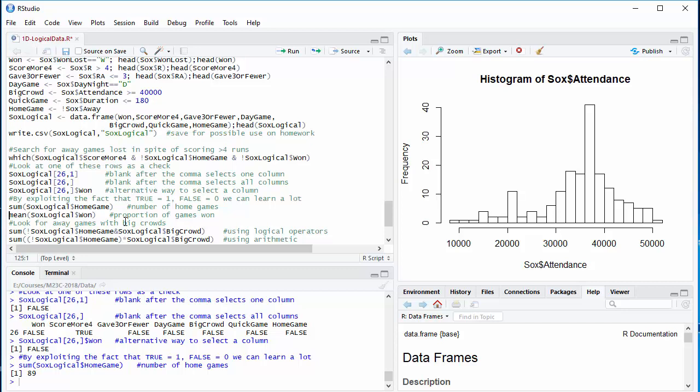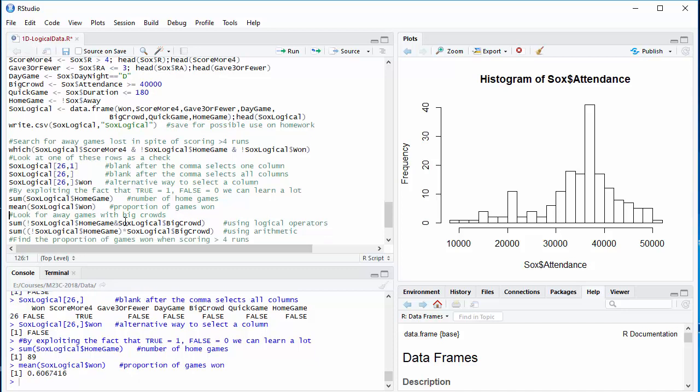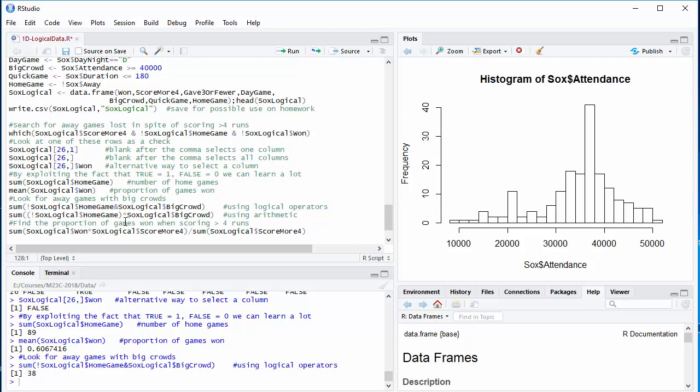What percentage of their games did the Sox win? I just take the mean of the logical values in the first column, and we've seen this before. They won slightly more than 60% of their games. What about away games with big crowds? Well, we want home game to be false, we want big crowd to be true, and we sum up the number of times that happened. They played 31 away games with big crowds.